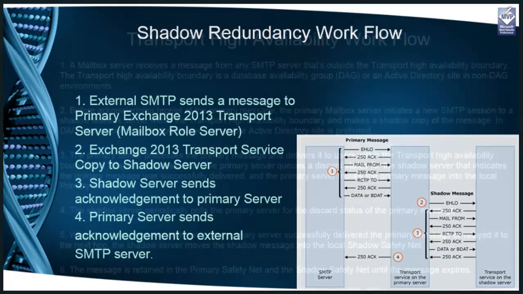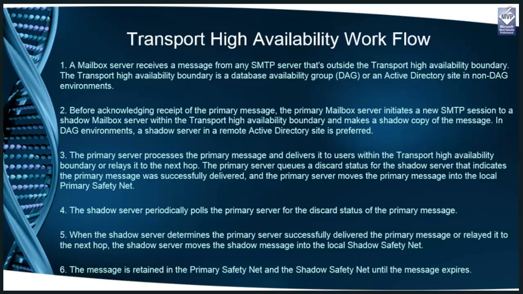Alright, let's move on to the next slide, which is the transport high availability workflow. So here comes the safety net as well. A mailbox server receives a message from any SMTP that's outside the transport high availability boundary. The transport high availability boundary is a DAG, or an Active Directory site in a non-DAG environment. Before acknowledging the receipt of the primary message, the primary mailbox server initiates a new SMTP session to the shadow mailbox server within the transport high availability boundary and makes a shadow copy of the message. In a DAG environment, a shadow server in a remote Active Directory site is preferred.